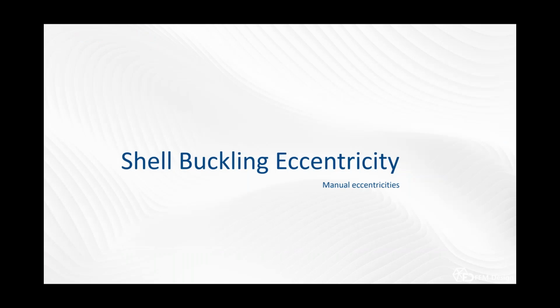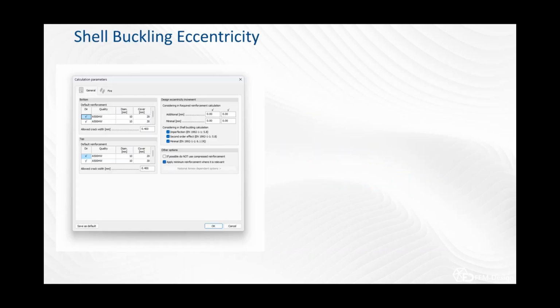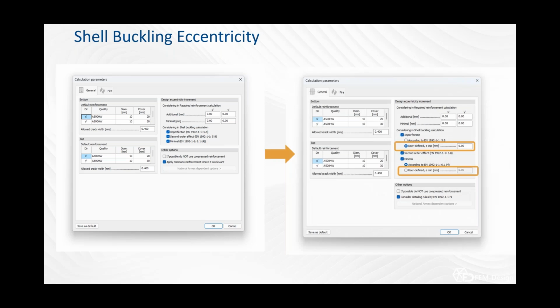So, shell buckling eccentricity. We all know that at some points we can have eccentric compressions due to one smaller shell placed on top of a thicker shell, and all this can be easily tackled now with this user-defined eccentricities.